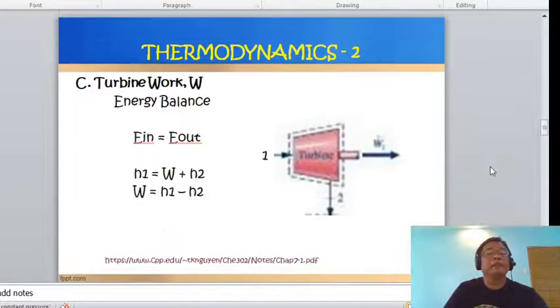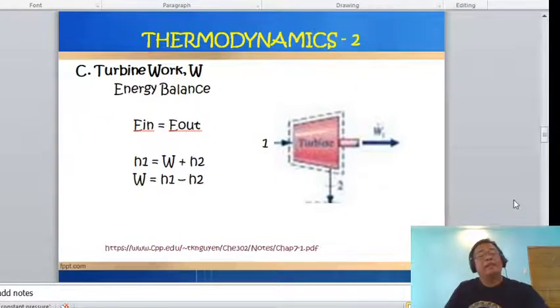Okay? Next. So, another one we have here is the turbine. Okay? So, isolating again the turbine, once we isolate this turbine, the consideration that we are going to use is constant pressure. But if it is all connected, of course, the process inside the turbine is isentropic.